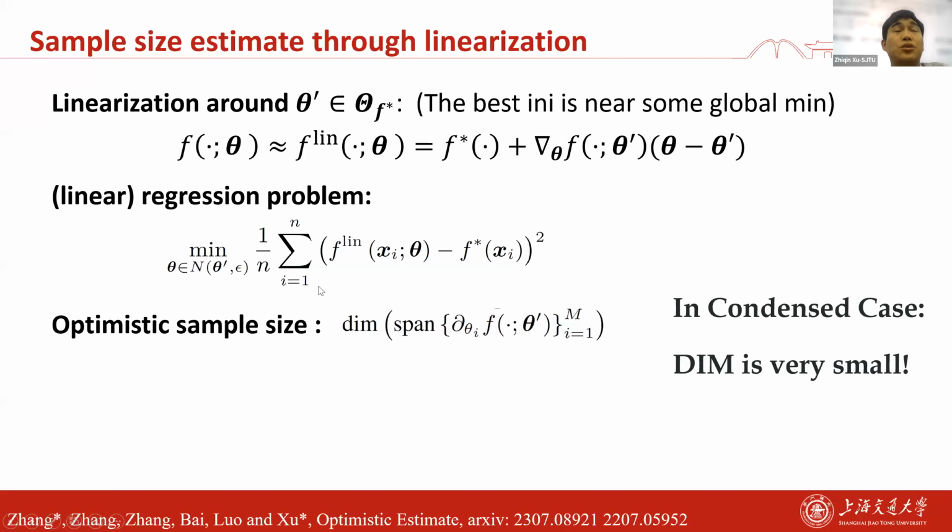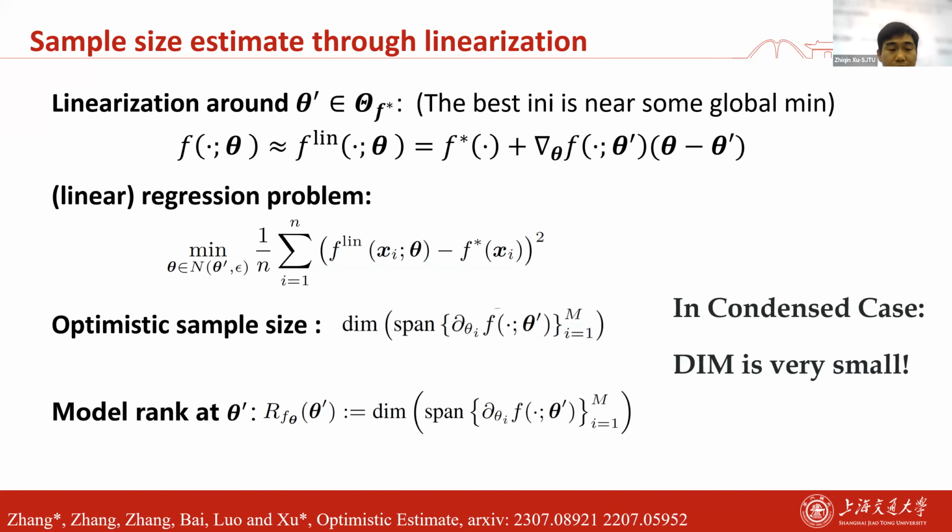And so the fitting becomes a kind of linear regression problem. How many samples do we need if we want to do this linear regression? Definitely it depends on the dimension of this linear space. If the dimension of this linear space, or this tangent space around this global minimum, is very small, such as in the condensed case, the dimension is very, very small. For example, all neurons are the same, so the effective neural network size is only one neuron, and the dimension size is the dimension of one neuron.